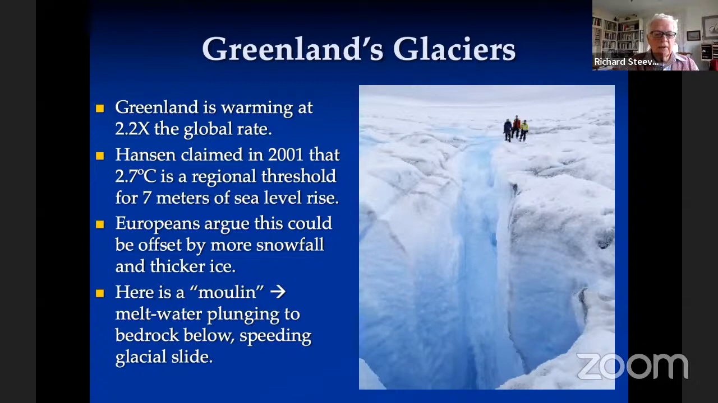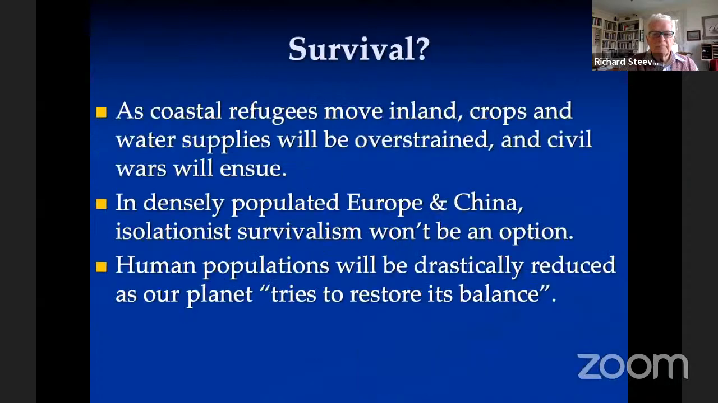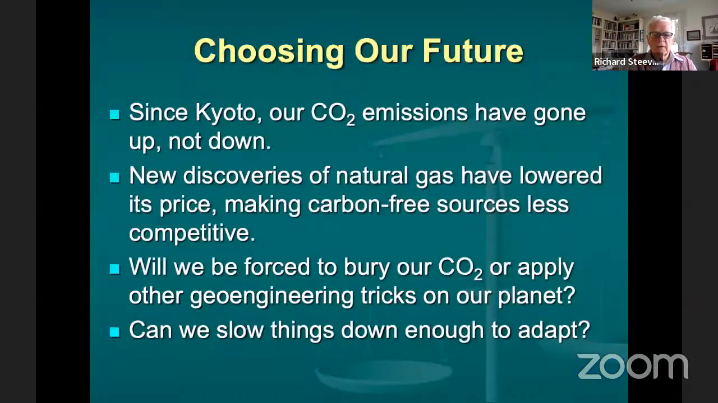This is a moulin, they call it, meltwater plunging to the bedrock below. And as it does, it sort of lubricates the friction between the glacier and the rock and speeds up glacial slide. As coastal refugees move inland, crops and water supplies will be overstrained and civil wars will ensue. In densely populated Europe and China, isolationist survivalism will not be an option. Wow. Human populations will be drastically reduced as our planet tries to restore its balance.